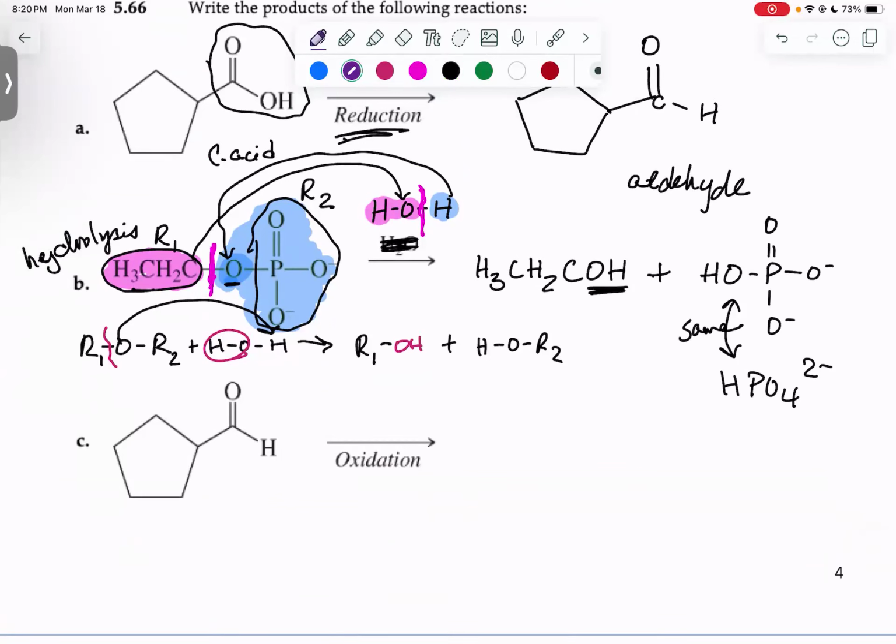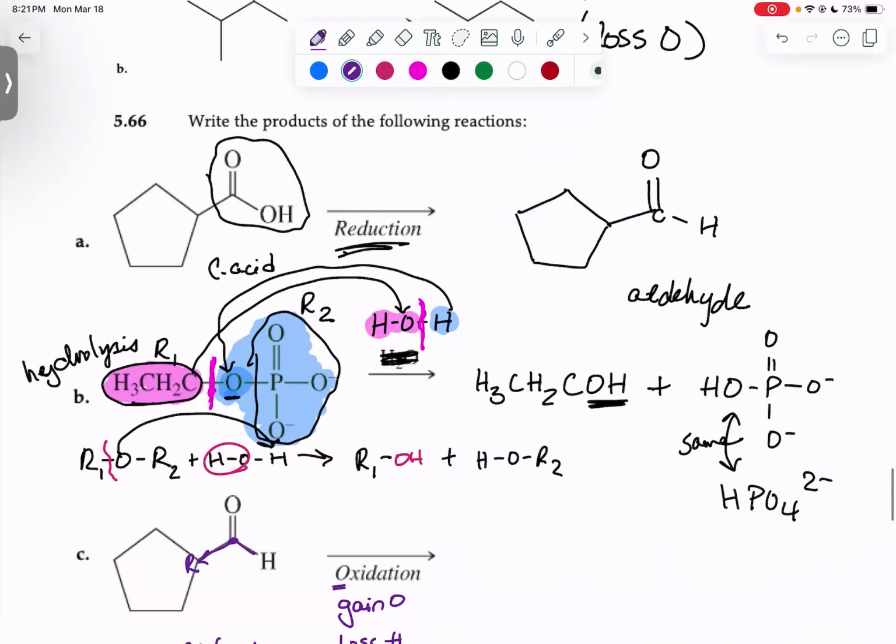Okay, the next one is, we're undergoing oxidation. So you've got to remember, what is oxidation? Oxidation is either a gain of oxygen or a loss of hydrogen. So in this case, I'm starting with something that has a carbon and a carbonyl, and it has an R group on this side, and it has a hydrogen. So that must mean that this is an aldehyde. And that aldehyde is going to get converted into a carboxylic acid.